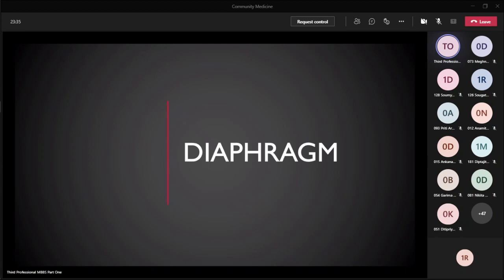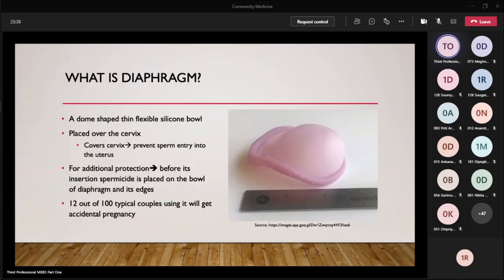Next is the diaphragm. What is a diaphragm? As you can see in the picture, it's a dome-shaped, flexible silicone bowl. It's placed over the cervix, and it covers the cervix and prevents sperm entry into the uterus. For additional protection before its insertion, spermicide is placed on the bowl of the diaphragm and its edges. So one can use spermicide simultaneously so that additional protection can be obtained.